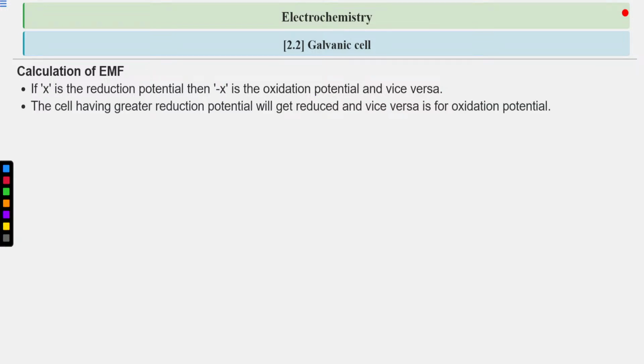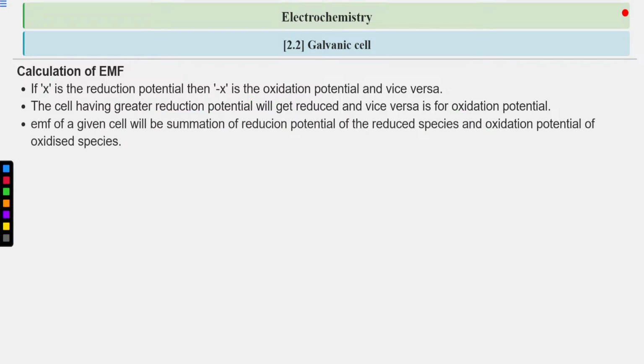The cell having greater reduction potential will get reduced and vice versa for oxidation potential. So if any cell has the greater reduction potential, that means it will get reduced. Okay, and if it has the greater oxidation potential, it will get oxidized. EMF of a given cell will be the summation of the reduction potential of the reduced species and the oxidation potential of the oxidized species. Now, for a given cell, the EMF will be the summation.